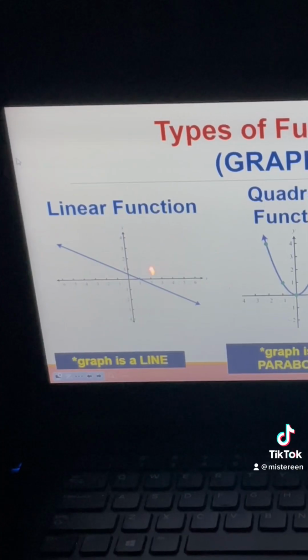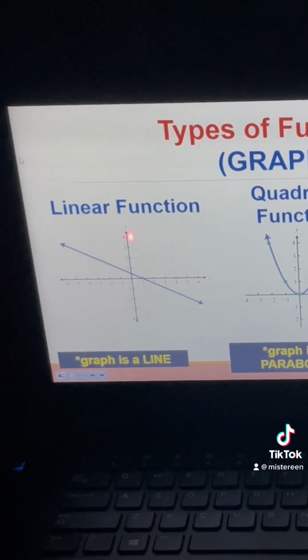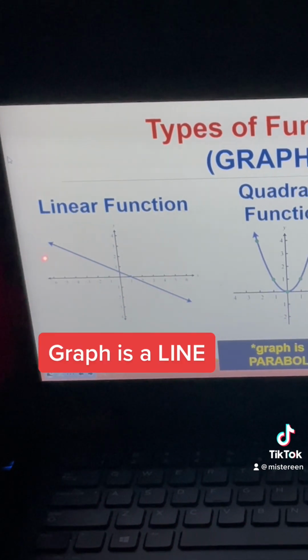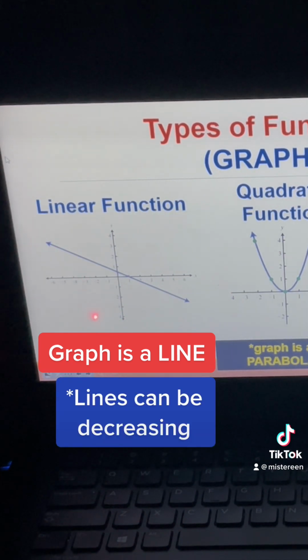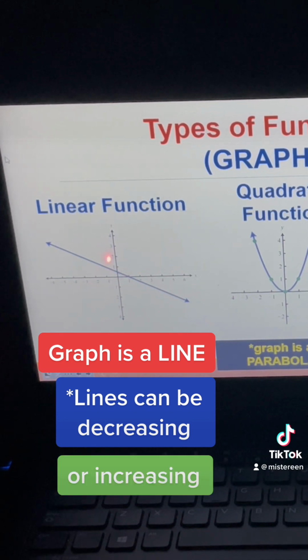So the very first is our linear function, and the graph of a linear function is just a line. So if you see a line, that's a linear function. That's a graph of a linear function. Your line can be decreasing from left to right, just like this, or it can be increasing from left to right, or it can be a horizontal line. All right, so a linear function has a graph of a line.